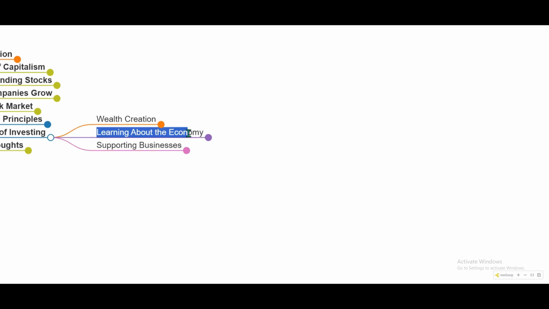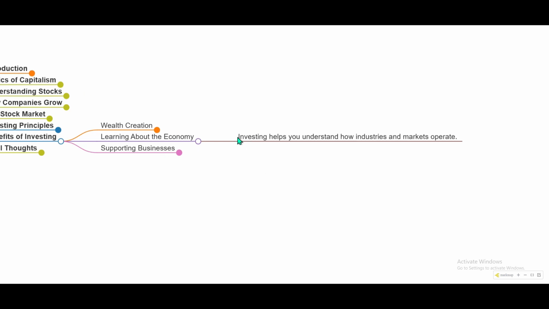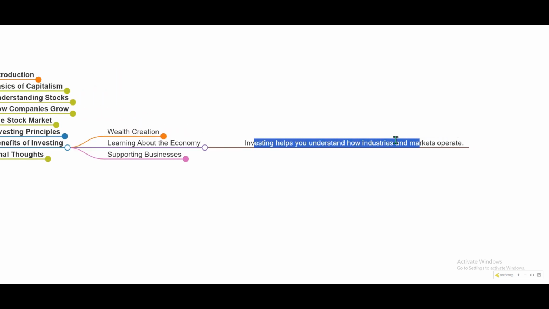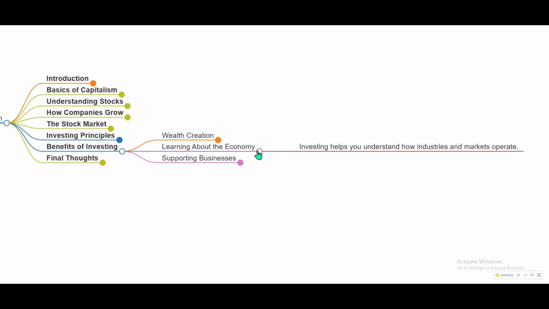Then learning about the economy. One more benefit of investing is that you learn about the economy. You become a smart person. Investing helps you understand how industries and markets operate. You regularly read the annual reports, the investor presentations, you read about the peers, the competitors, and slowly you understand the industry and the market dynamics well. This is also one of the major benefits of investing, that you become a smart person.